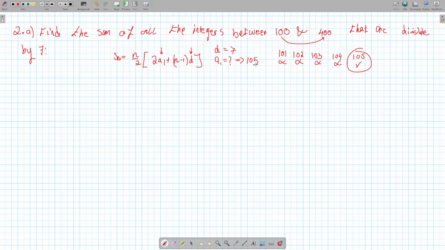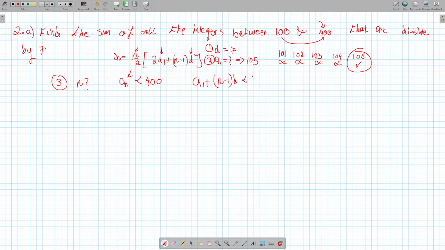So 105 is my a1. You're going to ask, how do I know how many numbers? That's a very good question. We know that the largest number we're going to consider has to be less than 400. The first step, we found our difference. The second step, we found our a1. The third step is to find n. How do you find n? This is what you do. The largest number, considered to be a_n, has to be less than 400. And what is a_n? a_n is a1 plus (n minus 1)d.